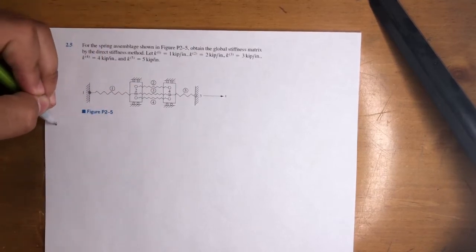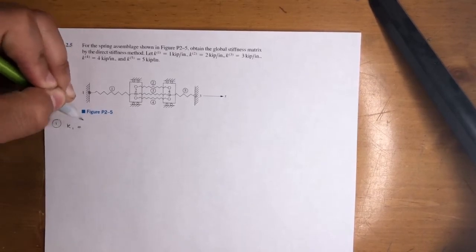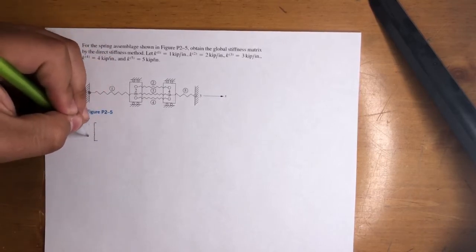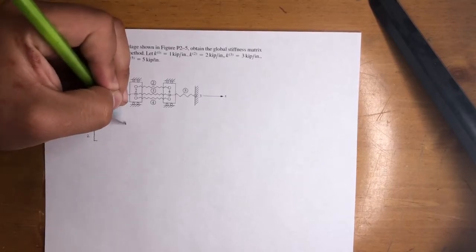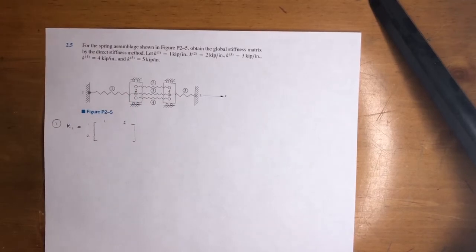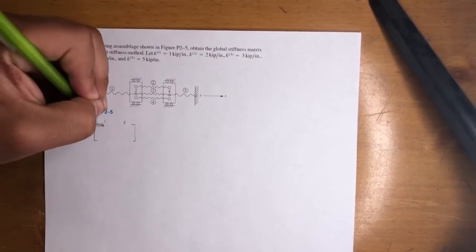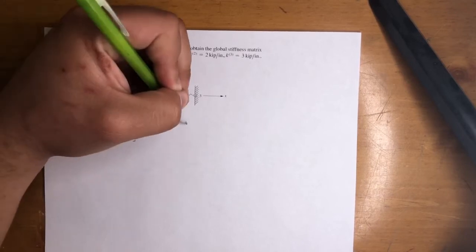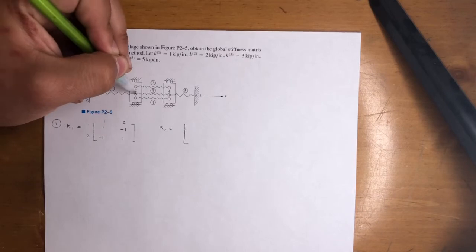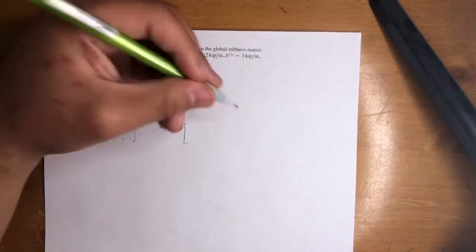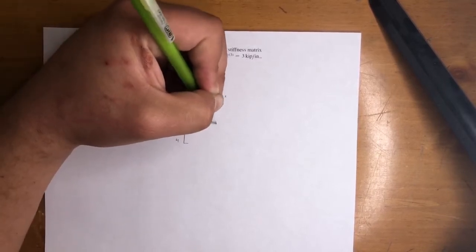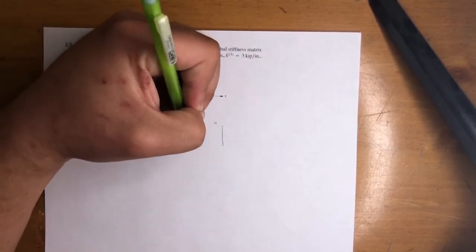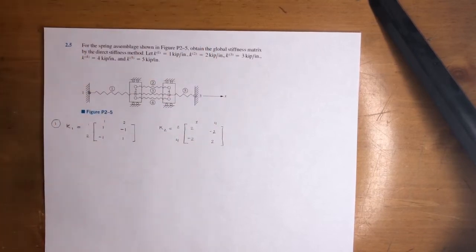So just like always, let's do the little matrices. K1 is from nodes 1 to 2, so 1, 2 and 1, 2 here. The value is 1 kilopound per inch, so 1, -1, -1, 1. K2 is from nodes 2 to 4, this spring right here, so we have 2, 4, 2, 4. That value, K2, is 2. So 2 kilopounds, negative 2, negative 2, and 2 kilopounds per inch.